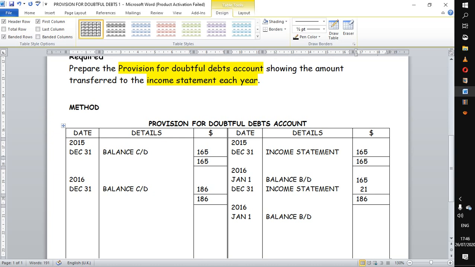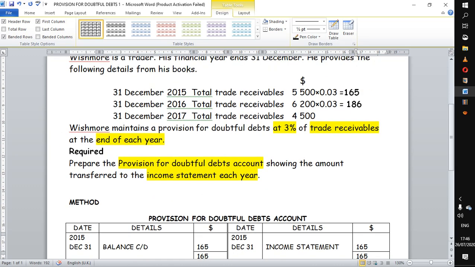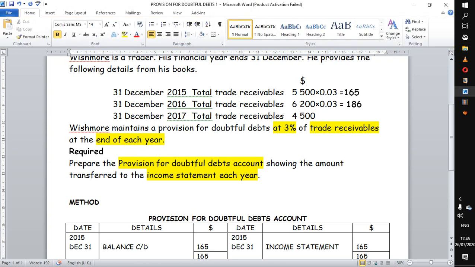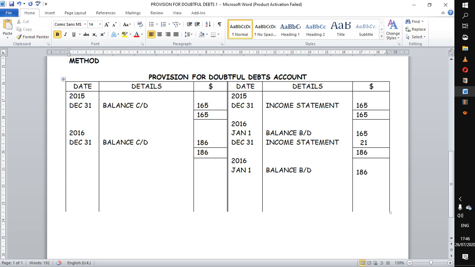it becomes on 1 January a balance BD of 186, because 186 is the new provision that we have calculated here. So we wanted 186, but to go to 186 we were starting from 165, so we increased by 21. The 21 increase here is the amount that we transferred to the income statement as an expense.